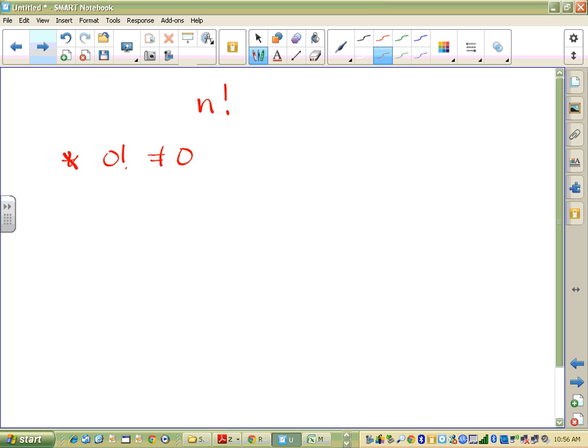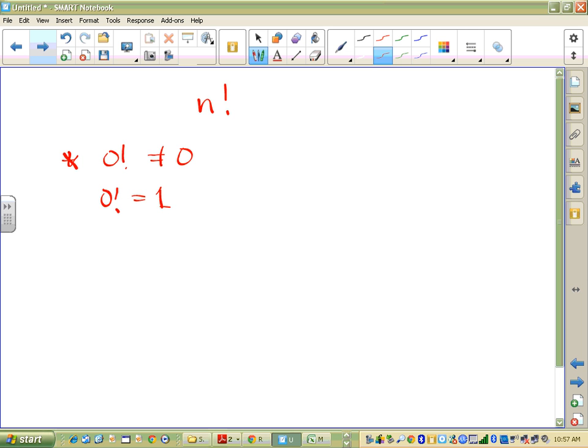What it's asking is how many ways can you arrange nothing? Well, there's really no way to arrange nothing, which is one way. If there's one way to arrange nothing, you can't arrange nothing. 0 factorial equals 1. It's something worth noting.